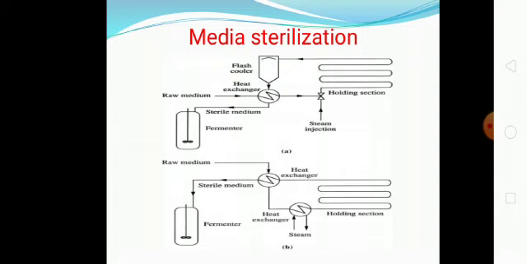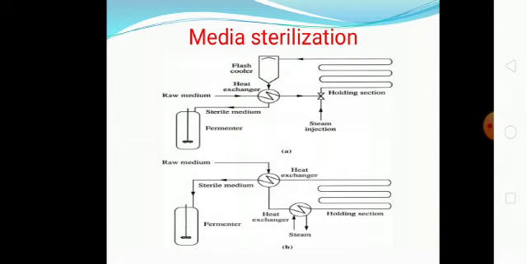So in this diagram you can see there is a steam injector point. Just observe in the diagram. Both diagrams are almost same. They just show how media is sterilized. So you can see that the steam is injected through a valve, and there is a series of coils you can see. That is called as holding section, through which the steam is supplied to a cooling point, and then it will enter into the heat exchanger.